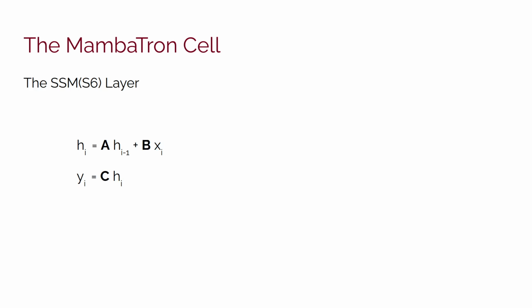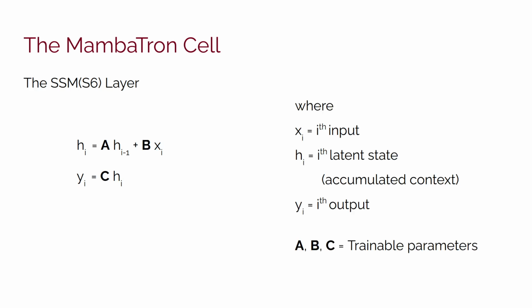So the SSM or S6 layer. S6 stands for SSM with a selective scan. It's a long abbreviation. The Mamba block uses the S6 layer, shown by SSM, where Xi is the ith input, Hi is the ith latent state, which incorporates the accumulated context, and Y is the ith output, similar to the block recurrent transformer. And A, B, C, as mentioned before, are trainable parameters.